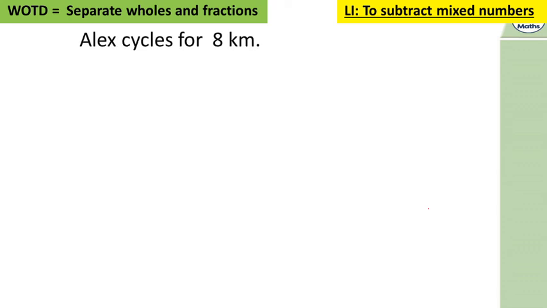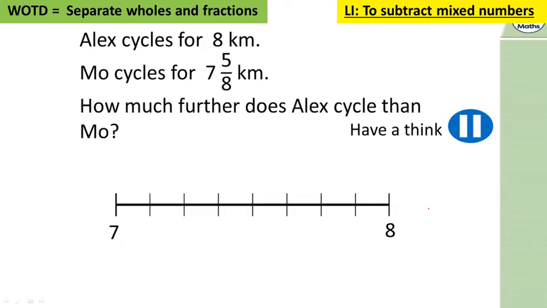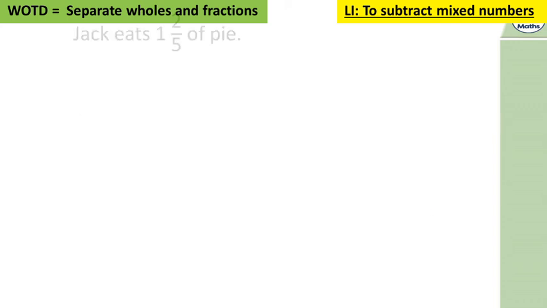Right, next question. So it's a word problem now. Alex cycles for 8 kilometres. Mo cycles for 7 5/8 of a kilometre. How much further does Alex cycle than Mo? Okay, so here we're using the number line method again. So we're going to put our 8 kilometres on. We're going to put our 7 5/8 on. So we're working out that difference there. So we can see the difference between 7 5/8 and 8 is 3/8 of a kilometre.